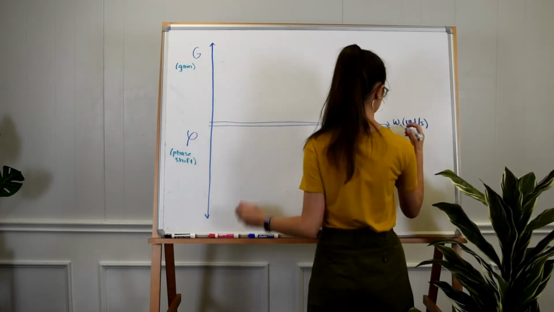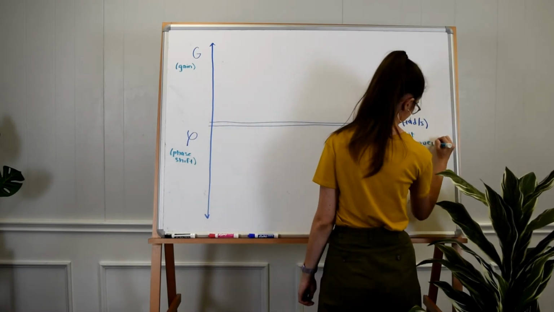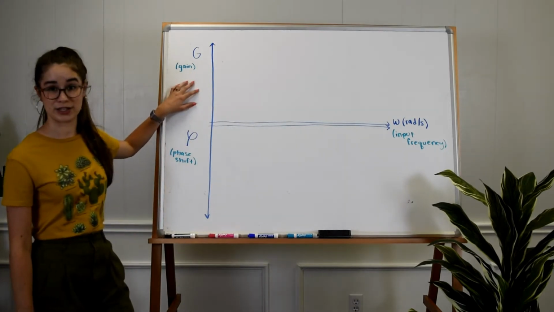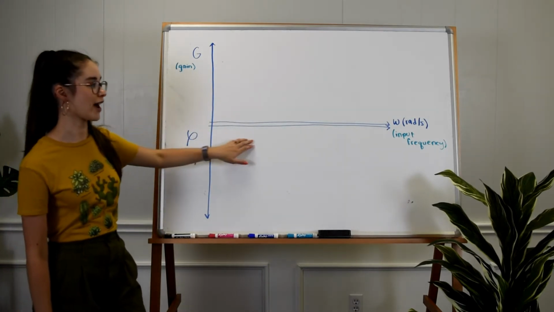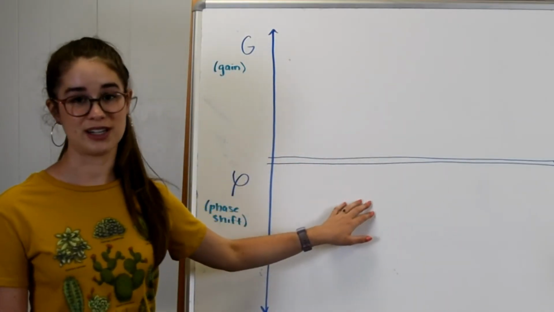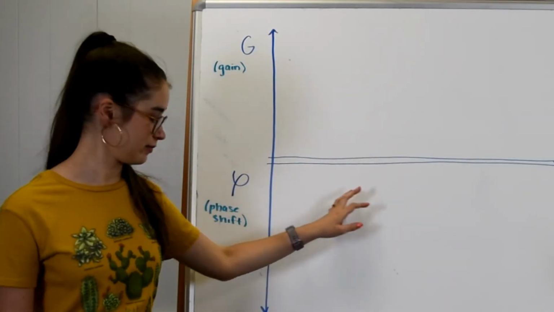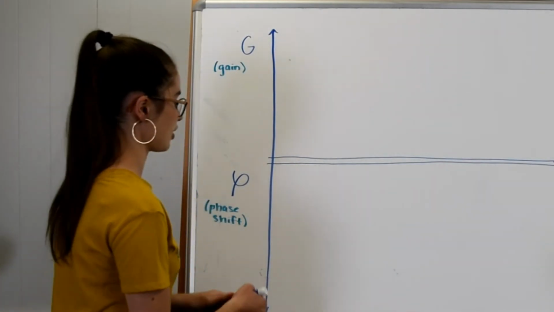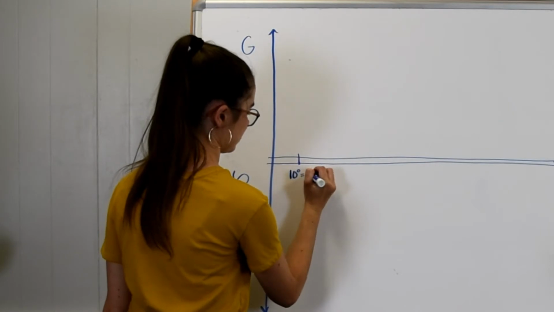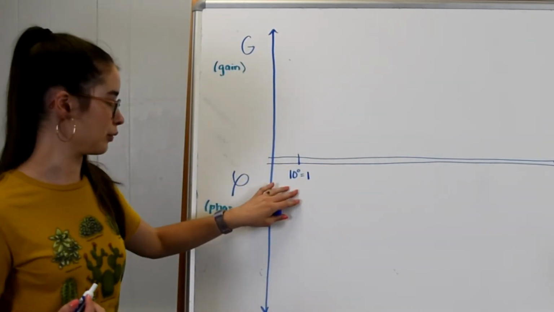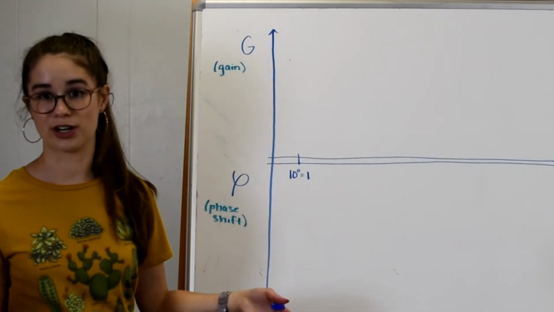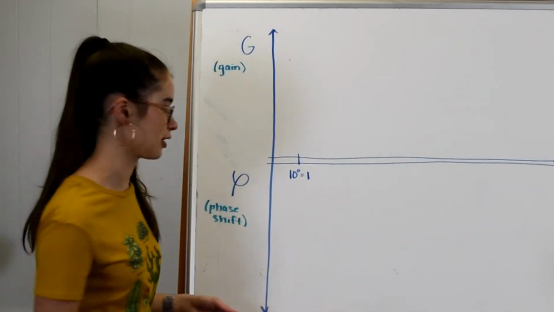But the tricky part here is that our Bode plot is graphed in semi-log scale. So, while the y-axis is a normal linear scale, our x-axis is going to be logarithmic, which means that each tick mark is an increase by a factor of 10. So, if we start with 10 to the 0, or 1, our next tick mark is going to be 10 to the 1, or 10, and so on and so forth.